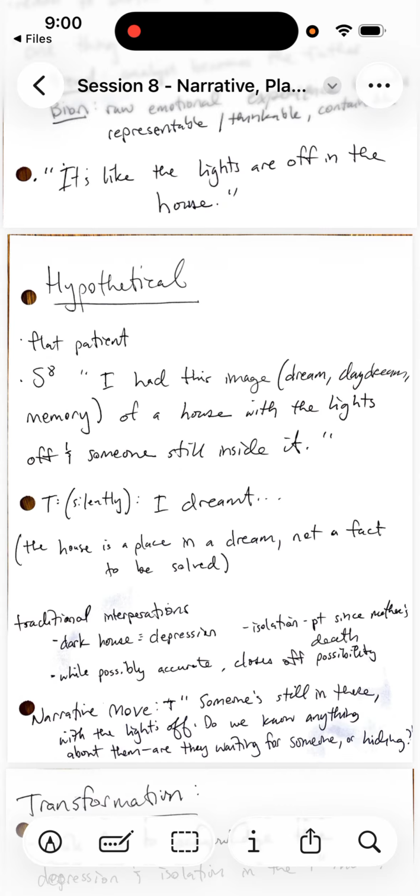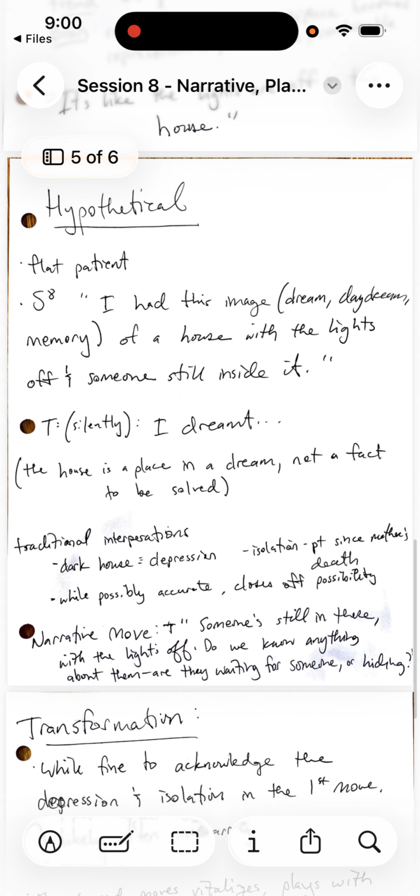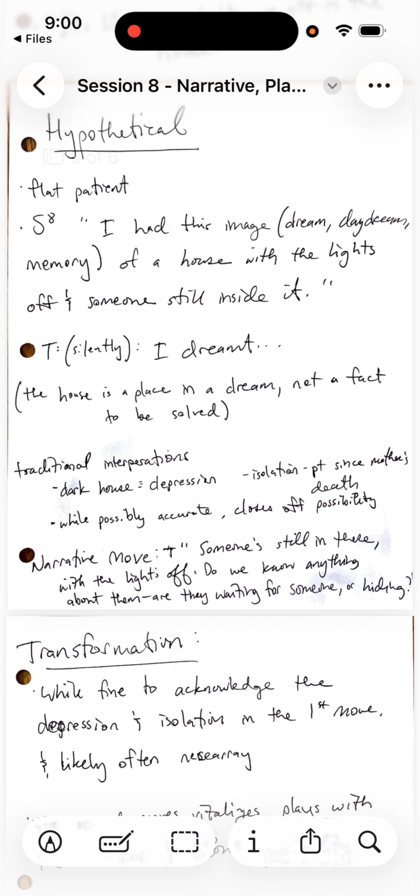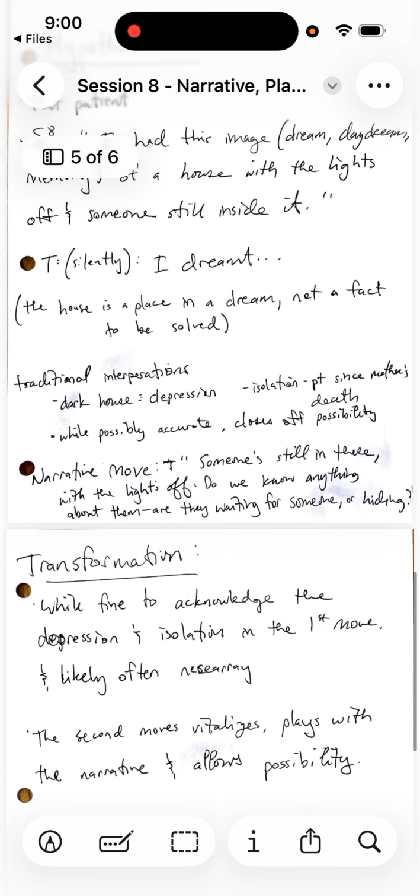And the therapist now can insert silently in their own mind, I dreamt I had this image of a house with the lights off and someone still inside it. And then inside the parentheses here are what's internally going on in the therapist's mind. The house is a place in a dream, not a fact to be solved. A traditional interpretation may say the house is depression, isolation, the patient's sense of the mother or father's death. And while possibly accurate, it closes off possibility.